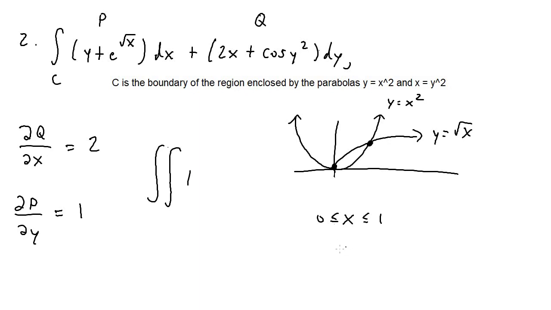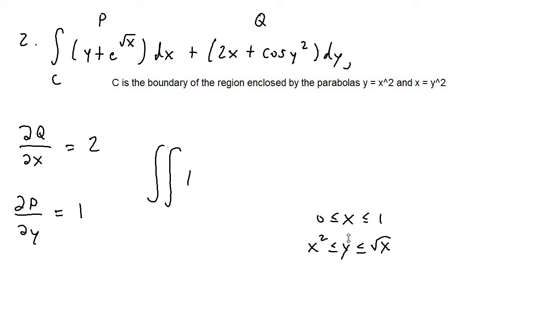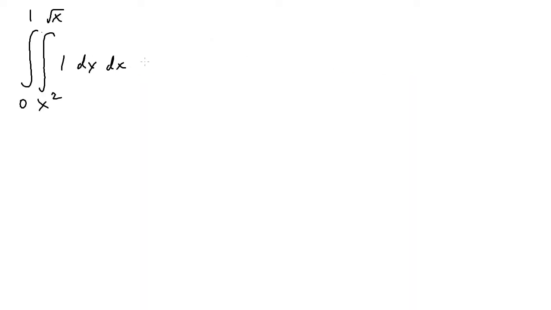But for the y bounds, I can say that they start from the bottom equation and go to the top equation. So the bottom equation is going to be y = x², so it goes from x² to the top equation, the square root of x. Now since the y bounds have variables in them, I'm going to put the y bounds in the inside integral. So from x² to √x, we have dy on the inside, and then x values go from 0 to 1, so dx on the outside.